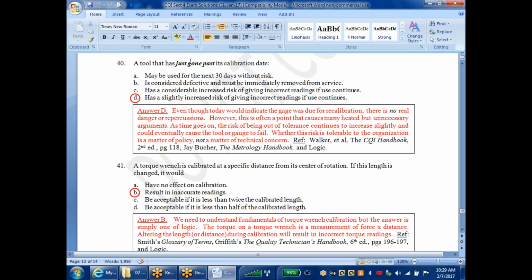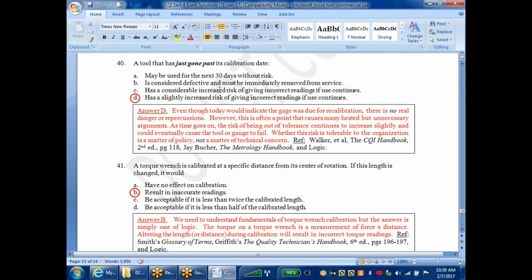40, a tool that has just gone past its calibration date. That might be the next day. You've got to pick out, using some logic, what the best answer is. A, may be used for the next 30 days without risk. Well, my experience with calibration is there's nothing in any standard that says that. B, is considered defective and must be immediately removed from service. Just slightly out, not necessarily is that true. You may not have another gauge to put in its place either, until you get it calibrated.